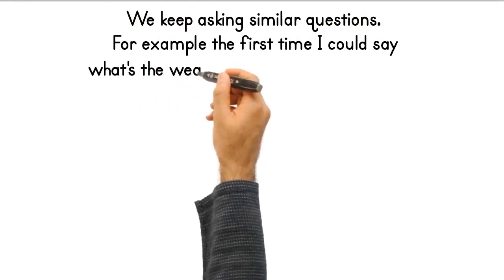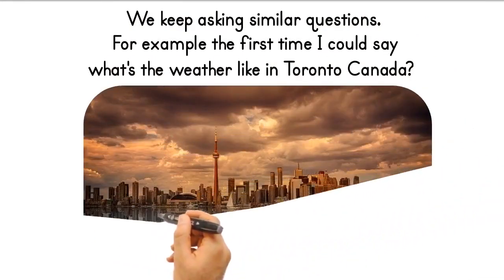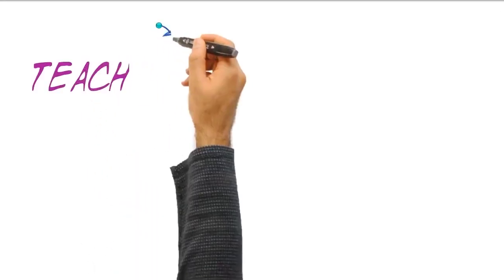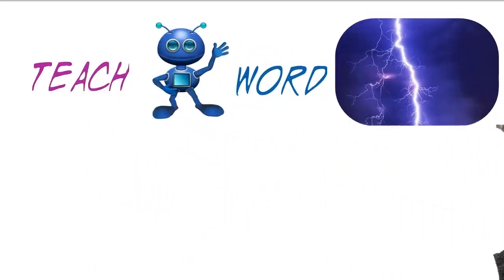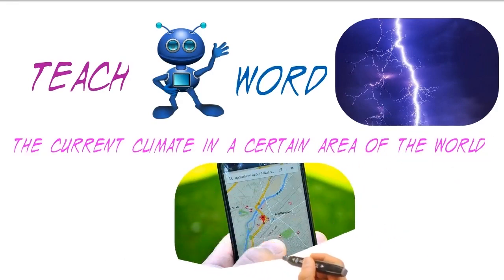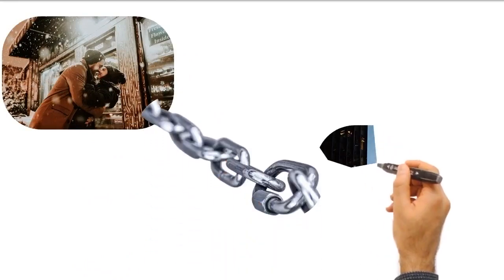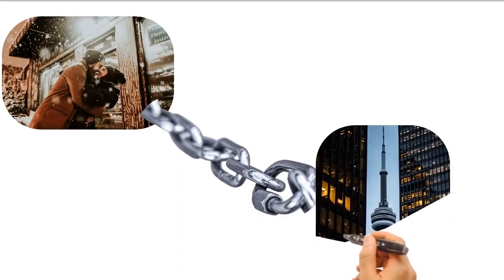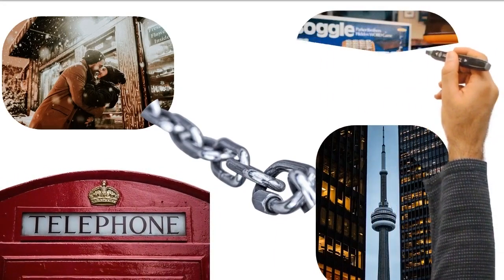For example, the first time I could say, "What's the weather like in Toronto, Canada?" We would then teach the bot that the word weather relates to the temperature and the current climate in a certain area of the world. And the word Toronto was actually the place and location that we wanted to find out the weather about. So when I said, "What's the weather like in Toronto?" then it would know weather and Toronto are related to each other, and therefore it would learn and store that in its brain.